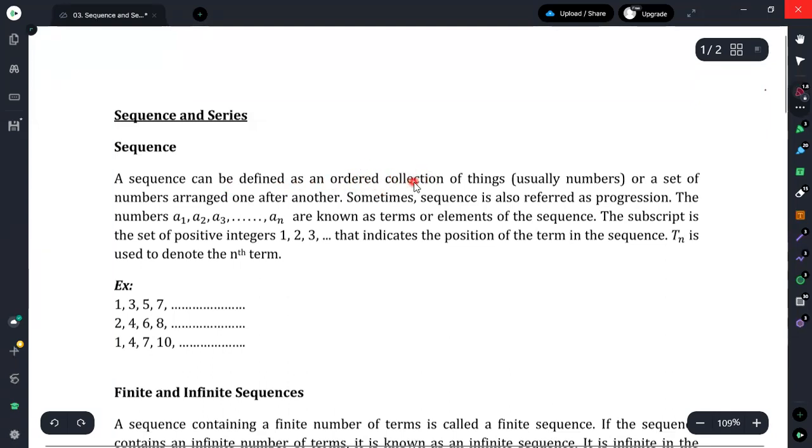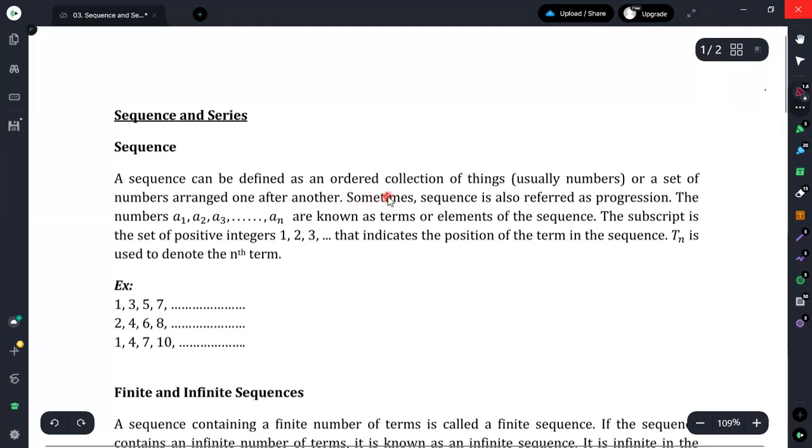Therefore, there is an order. If you are considering a sequence, then there should be a defined order, and generally we are using numbers. Once you have a collection of numbers as an ordered array, it can be considered a sequence. Or else we can say that it is a set of numbers arranged one after another.